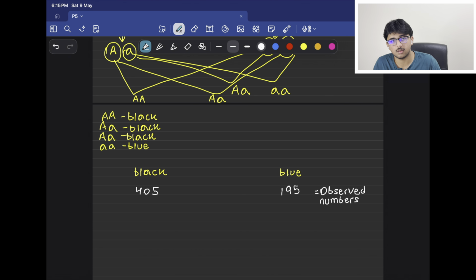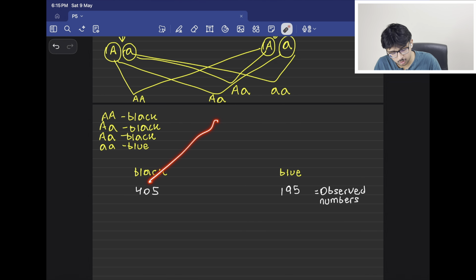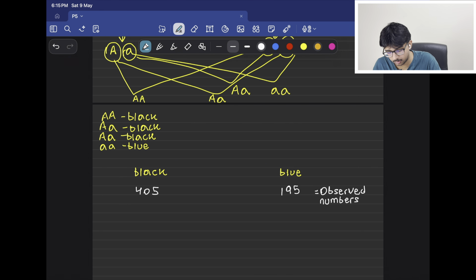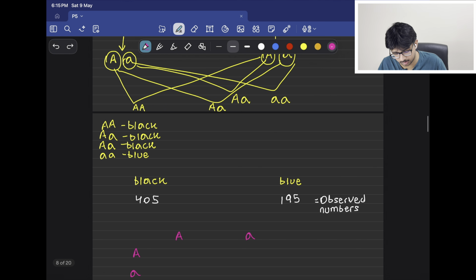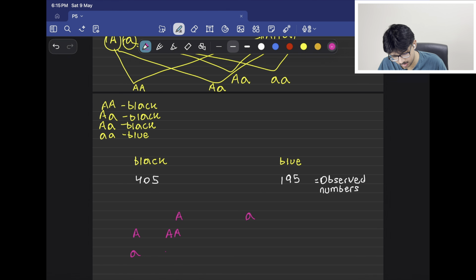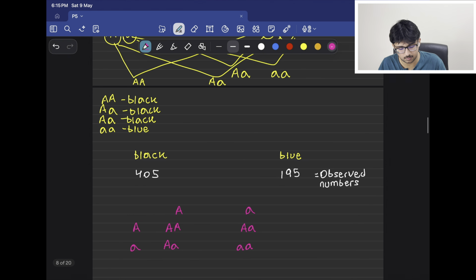But were the 600 organisms actually supposed to be distributed in this ratio? How are we so sure that the 600 organisms were actually meant to be distributed in this way? Simple. Let's do a Punnett cross. Capital A, capital A, small a. Basically, just do this again. It's the same thing. So I have one homozygous dominant, two heterozygous, and one homozygous recessive.